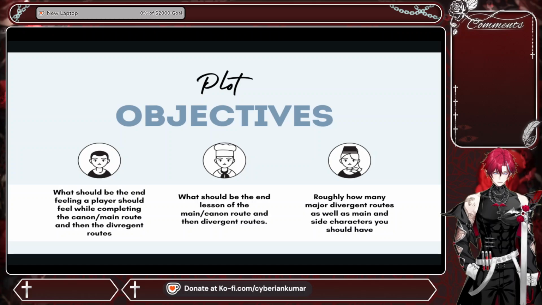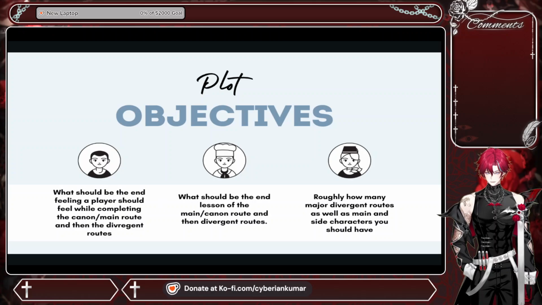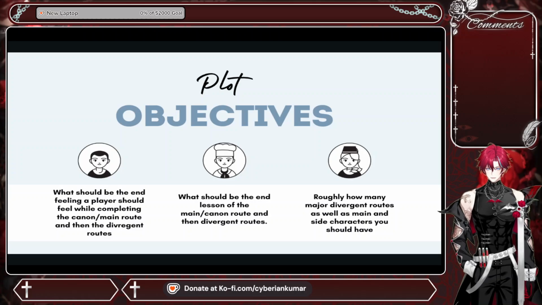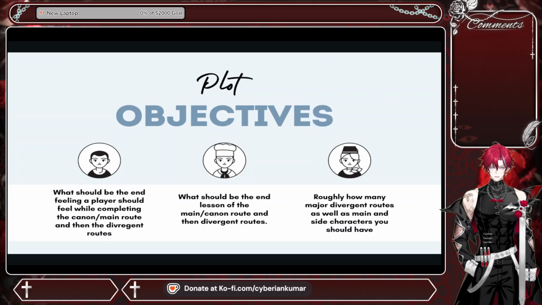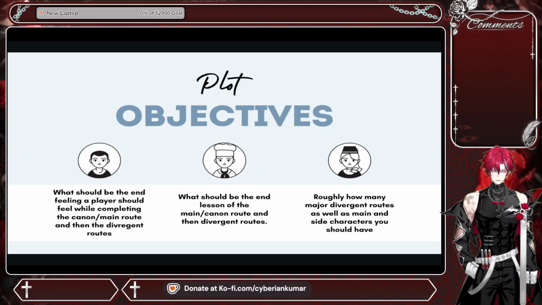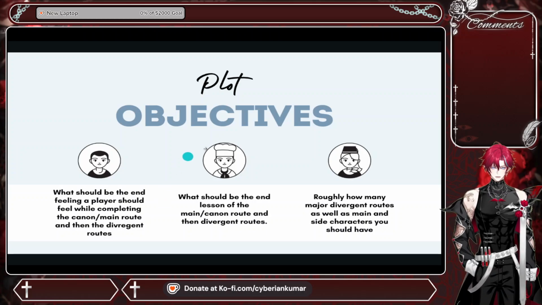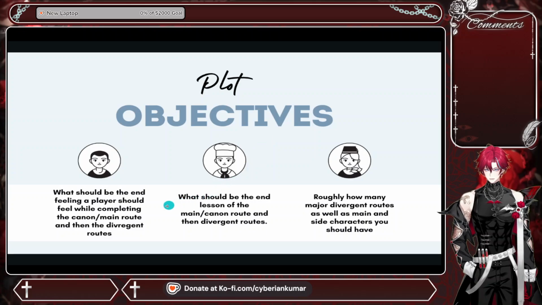It could be a shock, it could be immense longing, or it could be contentment. So what kind of end feeling you want for a visual novel, you have to decide before even making the plot. These are the plot objectives, basically.